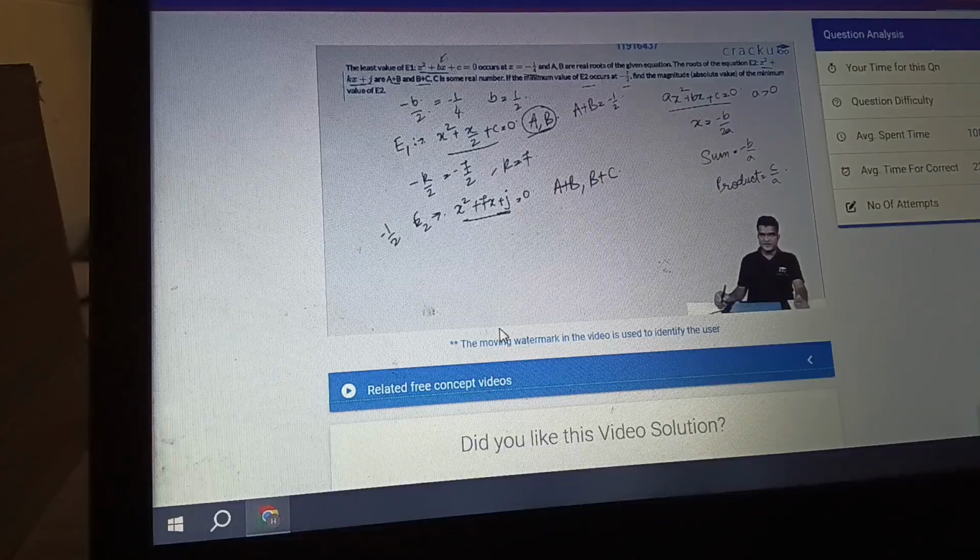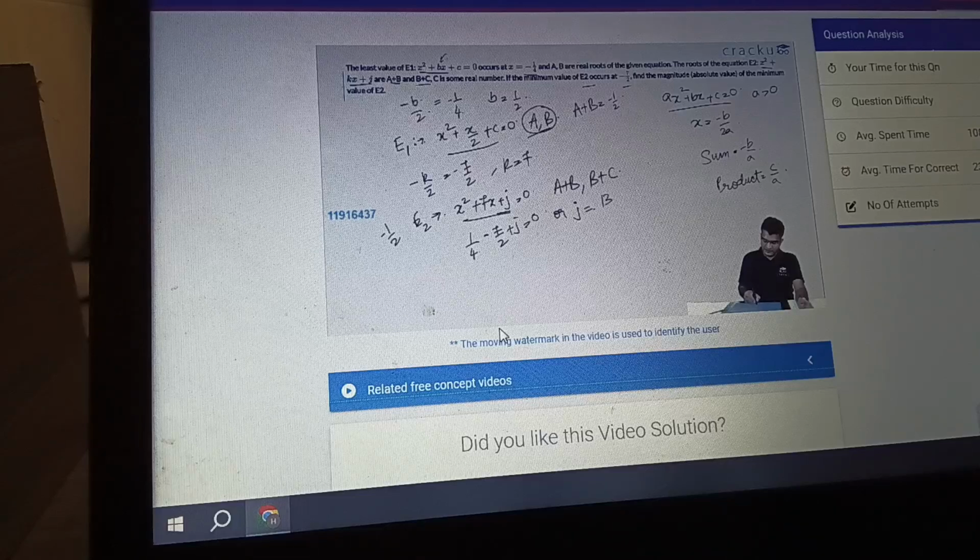So we can substitute the value of x to be equal to minus 1 by 2 in E2, and it should equal 0. That would imply that 1 by 4, which is minus 1 by 2 whole square, minus 7 by 2 plus j is equal to 0, or the value of j is equal to 7 by 2 minus 1 by 4, which is equal to 13 by 4. So the expression E2 will look like this. It will be x square plus 7x plus 13 by 4.